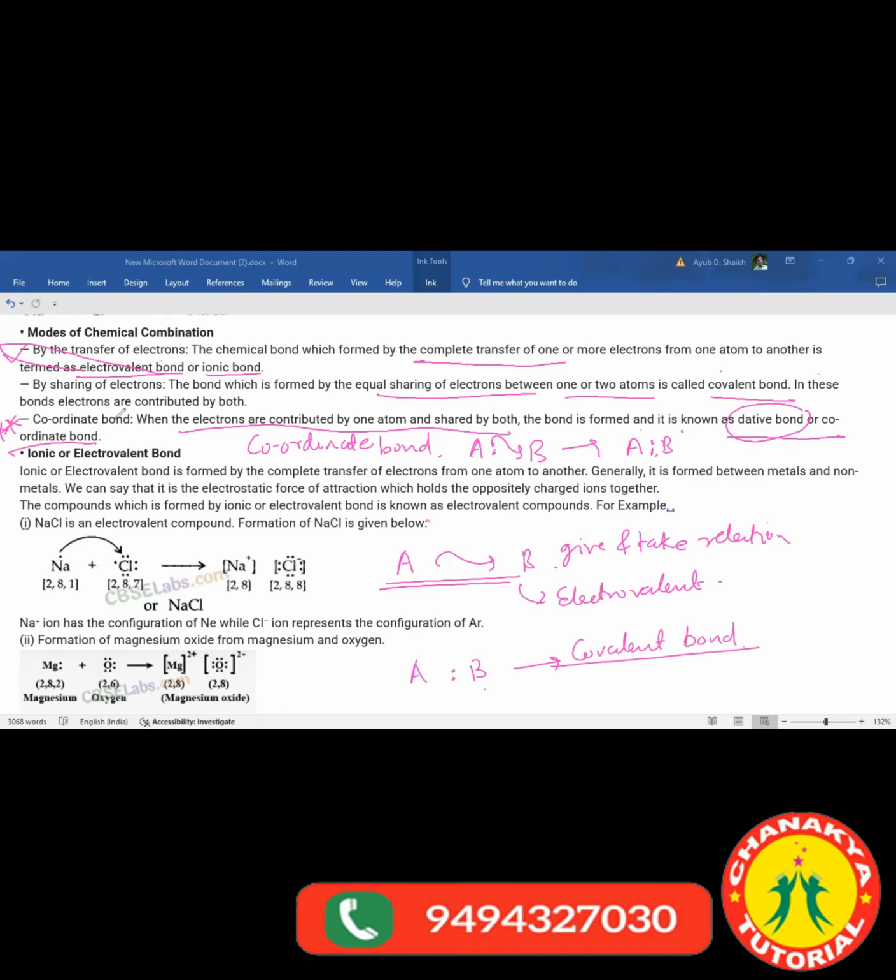Okay. Now see, in a covalent bond, both will be equally shared, and in coordinate bond, only one would be shared and the second would just accept. It wouldn't be shared, and hence it is coordinate bond. I hope all the three bonds are understood by all. Dhananjay, have you understood all three bonds clearly?